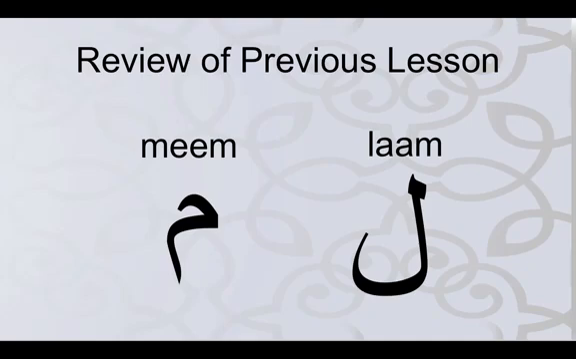The letter Mim, on the left-hand side, is a letter that is pronounced from the lips. It is a consonant, and it is identical to the letter M in the English language: Mary, Mike, master, monkey, meme, ma. The M sound is identical to the sound of the letter Mim in Arabic, and this letter is a lip letter, and it is a consonant.